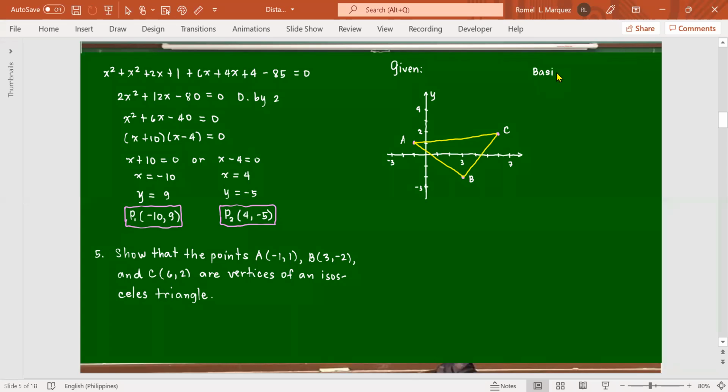Meaning, what we are going to prove something. What will be your basis in proving that statement? What are we going to use? Definition of what? Of isosceles. Isosceles triangles. This will be our basis in proving, definition of an isosceles triangle. What's the definition, guys?